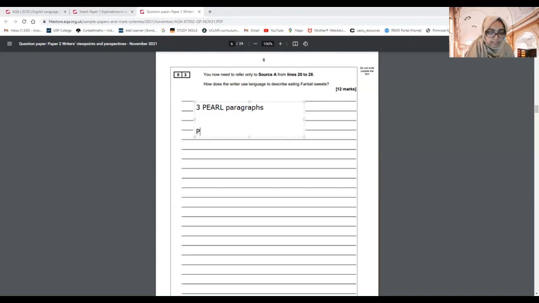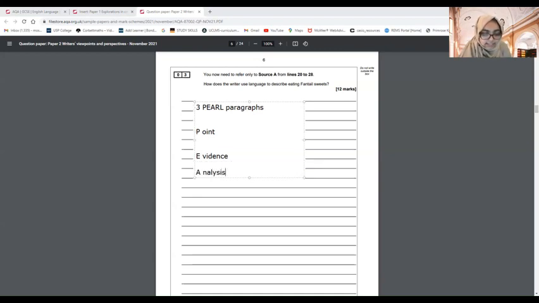Okay. P is for point, E is for evidence. If you don't know what PAL means, there'll be a separate video for PAL. So A is for analysis, R is for reader response.